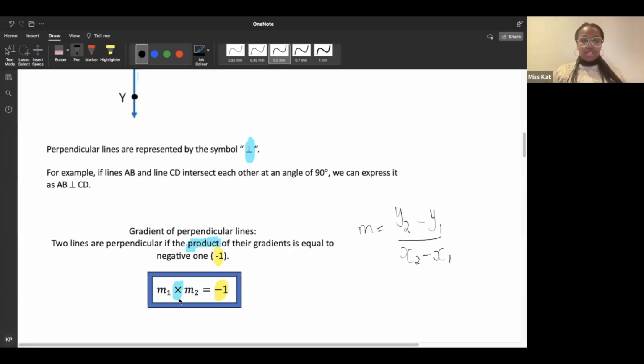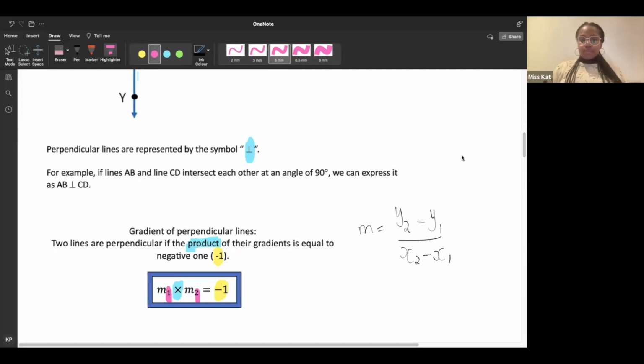All I said was, if you take gradient 1, that's what M1 means, and you multiply it by gradient 2, which is M2, your answer will be -1. We did gradient a few lessons ago. So if what's confusing you is the formula for gradient, then we need to go and catch up on those lessons and brush up on our working out of gradients.